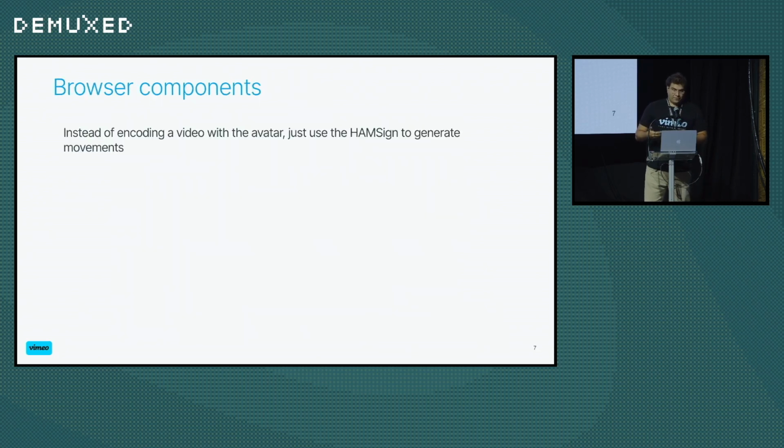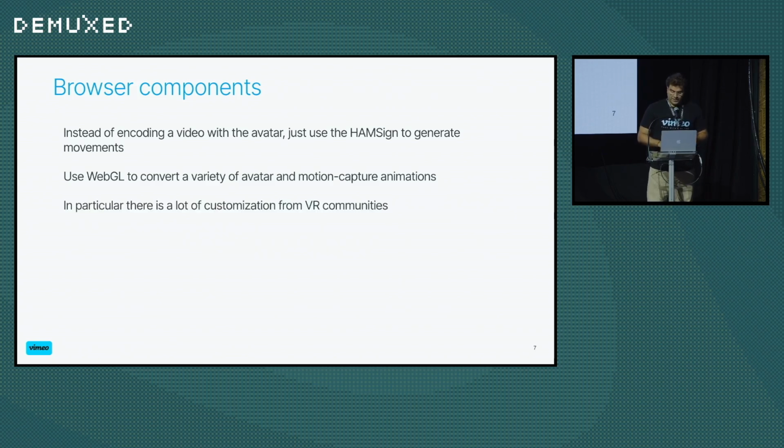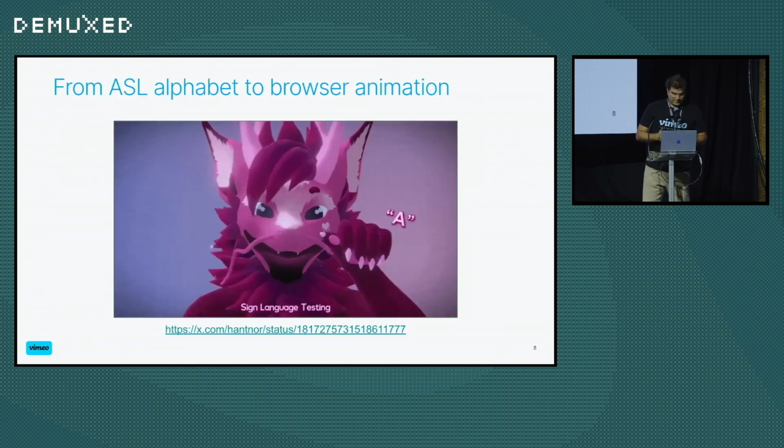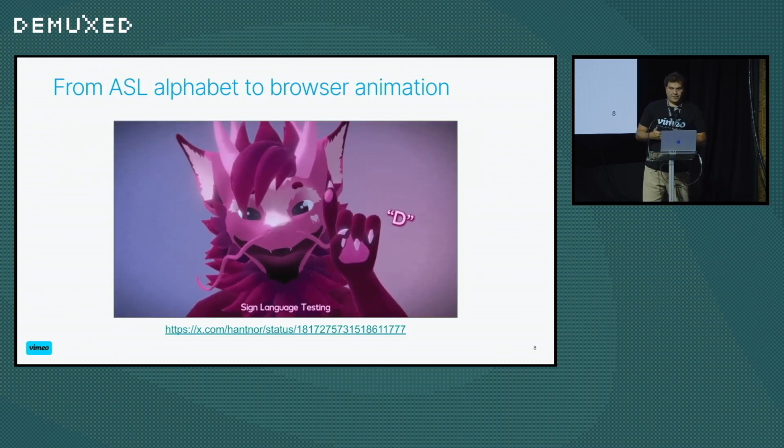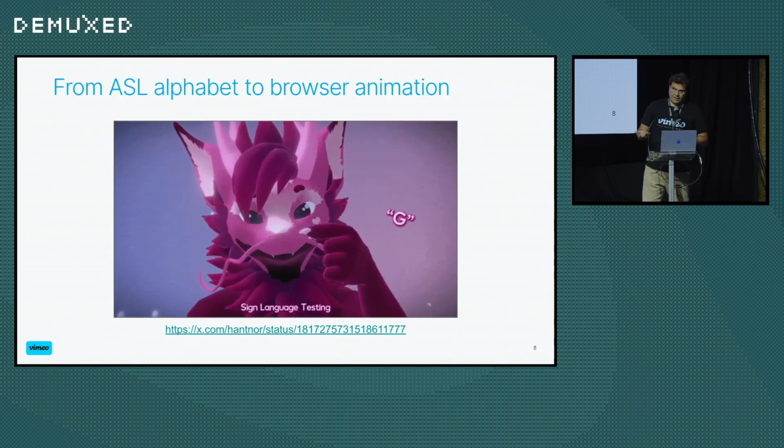Once you have this list of movements, instead of encoding a video, you can just feed these elements to a browser component, like for example WebGL. You can make any kind of animations that will animate on the browser itself, so you won't have any problem in streaming. And there is a big effort from the VR world where a lot of accessibility and ASL communities exist. In particular, this is just an example of a VRChat avatar that can fully represent an ASL stream.